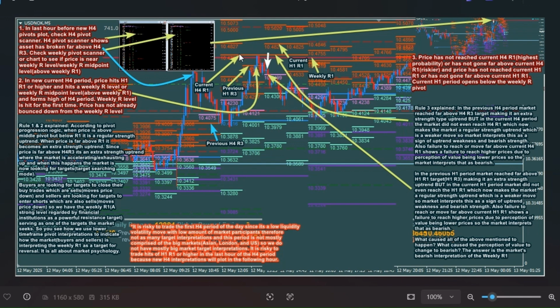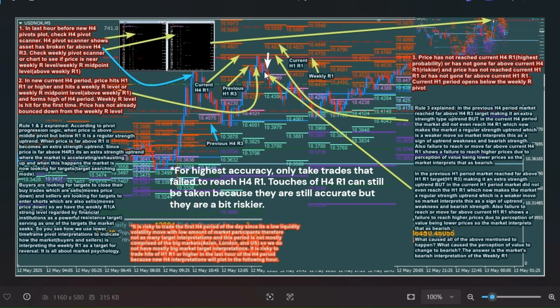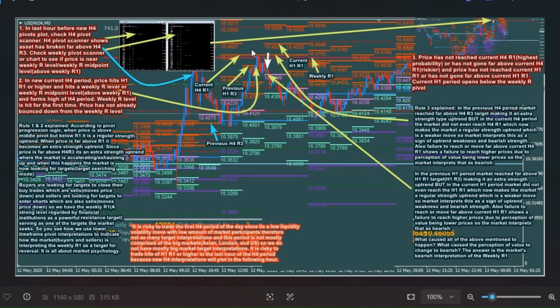Now, when price fails to reach the current H4R1, that's considered the highest probability trade because this trade has the highest win percentage, okay? You can take trades when price hits the H4R1 and bounces from that level, or breaks a little bit above H4R1 but doesn't break far above H4R1, but those are riskier. And I'll explain why failure to reach the H4R1 is the highest probability in a bit.